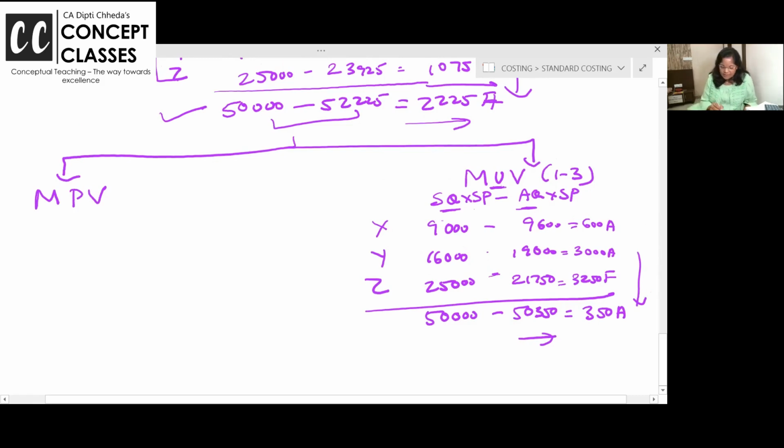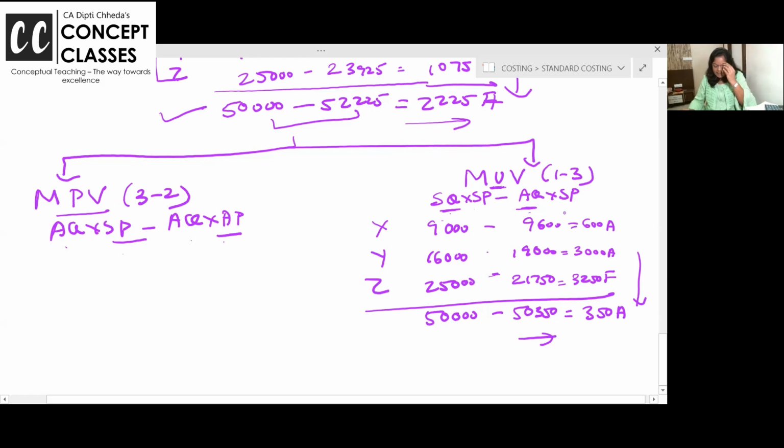1 minus 2, 1 minus 3. Material usage variance. Material price variance is 3 minus 2. What is 3? Actual quantity into standard price. What is 2? Actual quantity into actual price. Dekho farak kahan hai? Standard price minus actual price. Here standard quantity minus actual quantity. Actual quantity to fix hai. When you are saying price, take actual quantity. When you are seeing usage, take standard price.